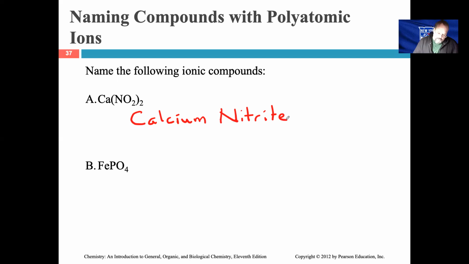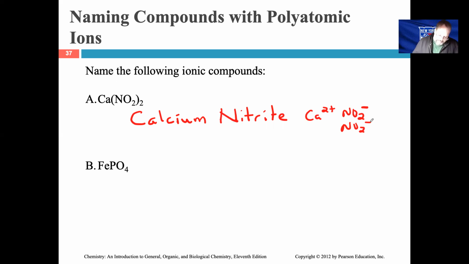Now, how would you get Ca(NO2)2 from there? Well, calcium is a +2 ion. Nitrite is a -1. You need 2 nitrites and 1 calcium in order to get the overall charge to add to 0. So what does that lead you to? It leads you to Ca parentheses NO2, 2.